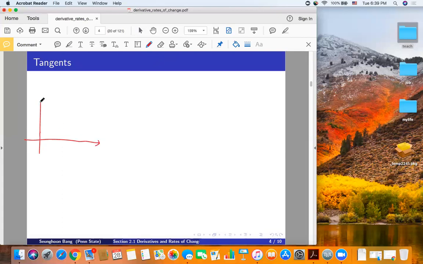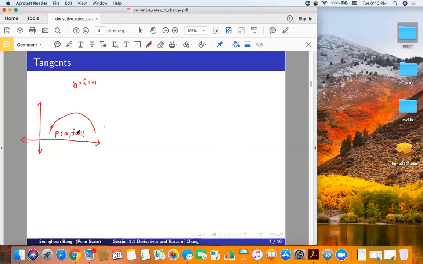This is the x-axis, y-axis. The graph of y equals f of x is given. I can choose one point. Here, this point is P. So A and f of A.